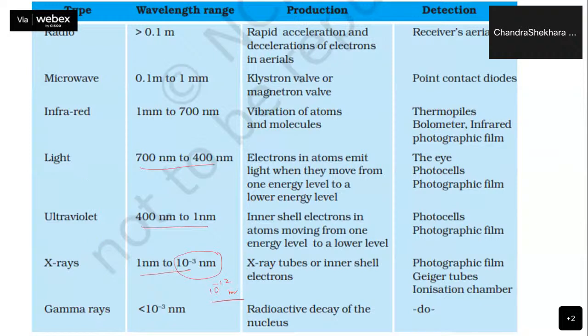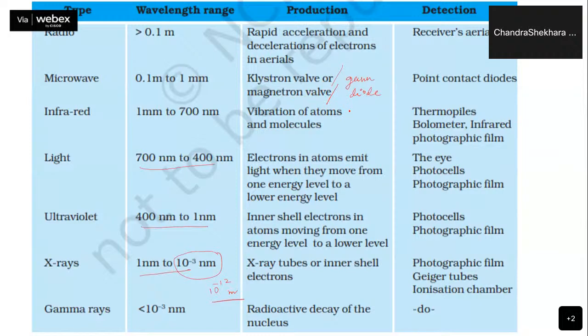Now, what are the sources of these radiations? Radio waves are produced due to the acceleration or deceleration of electrons in aerials. They can be produced by various means. Whereas microwaves can be produced using devices called klystron oscillators and magnetrons, and even a semiconductor device called a Gunn diode also produces microwaves. Therefore, klystrons, magnetrons, and Gunn diodes will produce microwaves.